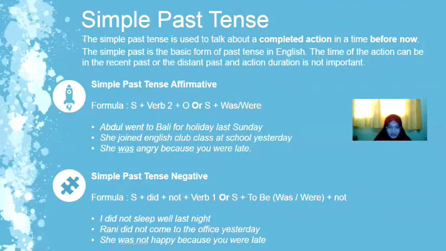The second part of simple past tense is simple past tense negative. The formula is subject plus did not plus verb 1, or subject plus to be, was or were, plus not. The example is, I did not sleep well last night. Rani did not come to the office yesterday, and she was not happy because she was late.